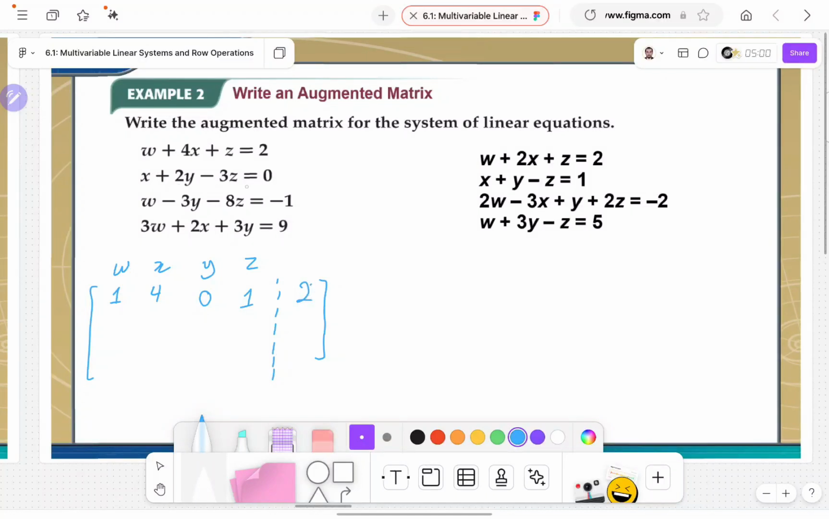Now the second equation. Do I have w? No, 0. Do I have x? Yes, 1. Do I have y? 2. Do I have z? Yes, negative 3. Then 0.